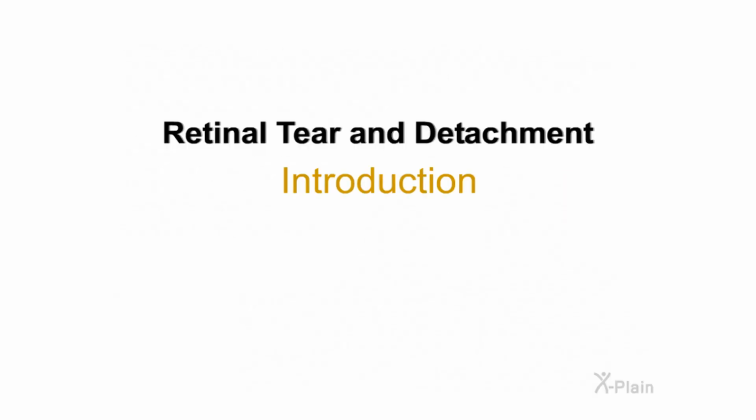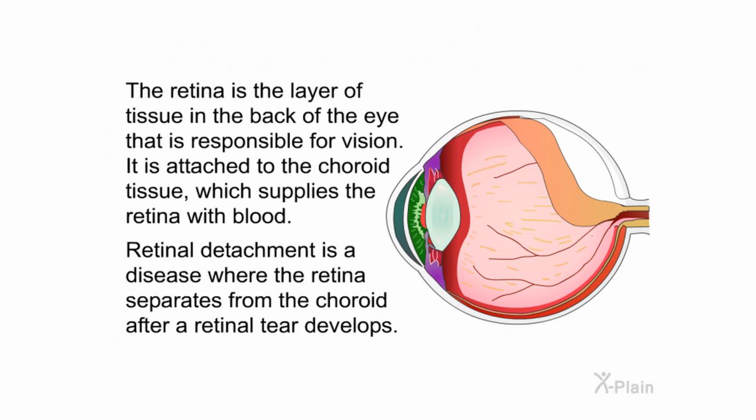Retinal Tear and Detachment. Introduction. The retina is the layer of tissue in the back of the eye that is responsible for vision. It is attached to the choroid tissue, which supplies the retina with blood. Retinal detachment is a disease where the retina separates from the choroid after a retinal tear develops.